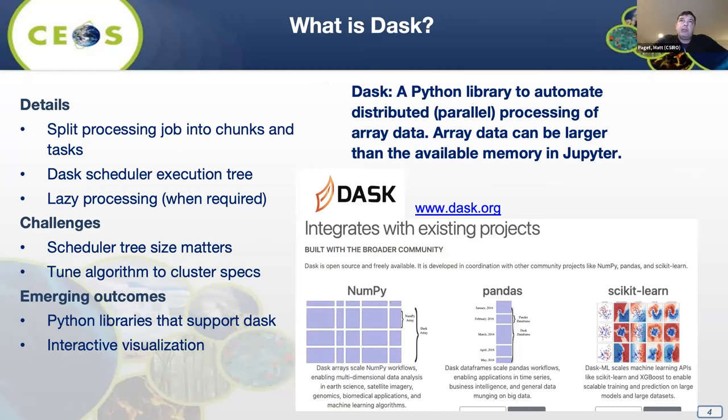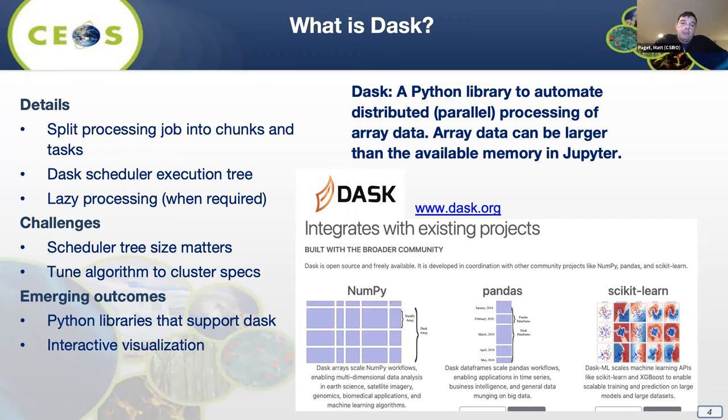So I referenced Dask. What is Dask? Dask is a Python library that we use to automate and distribute, that's parallel processing of array data. And these array data can be larger than the available memory in Jupyter. So every Jupyter server runs on a node, and that node has a certain amount of compute memory available to it. You need a scenario where you can exercise and access larger compute resources close to your Jupyter notebook to process the large data sets.